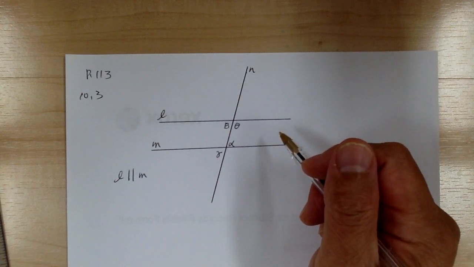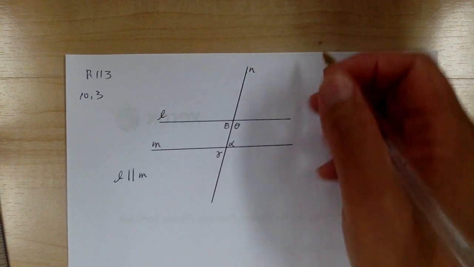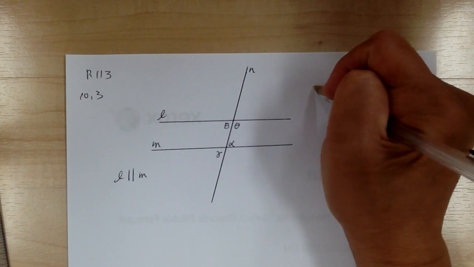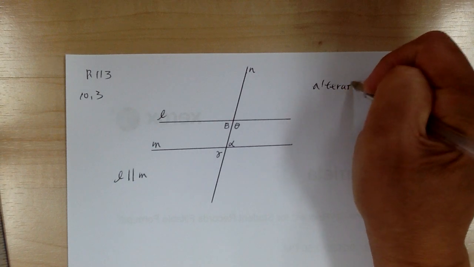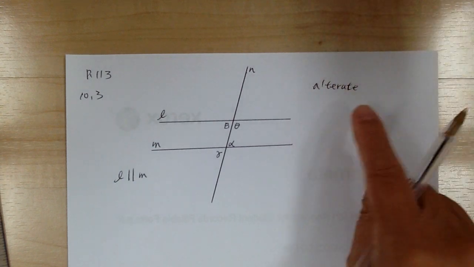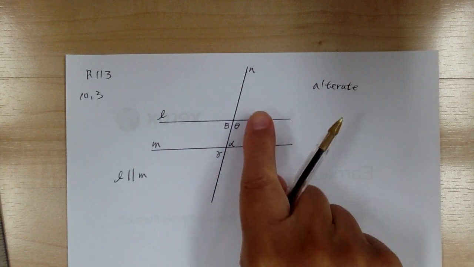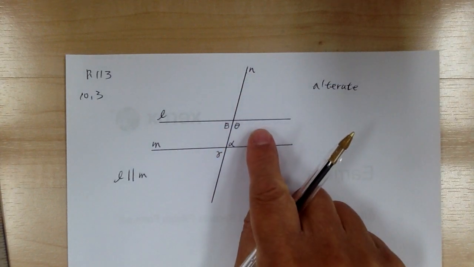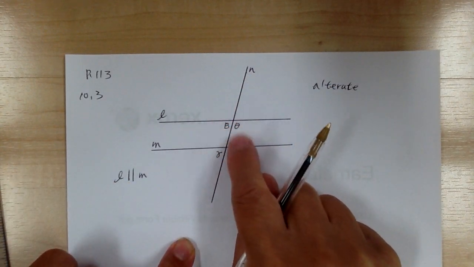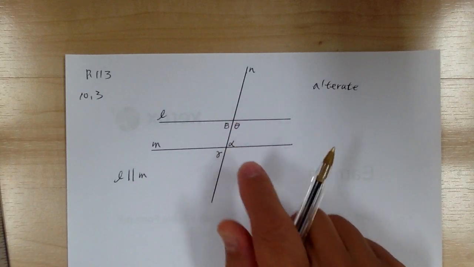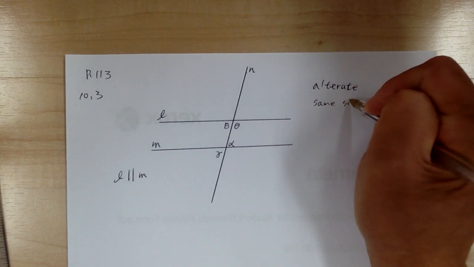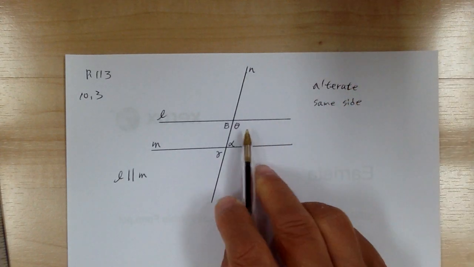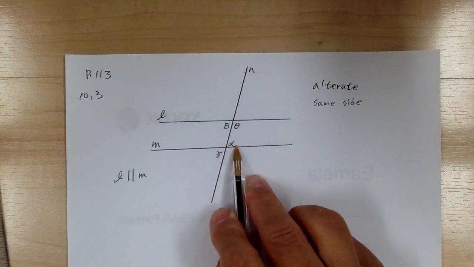you have the alternate interior angles. So there are terms. Alternate has to do with whether they are on the same side or the opposite side of the transversal. So you have alternate or same side. These are the two terms. So these two would be same side. Alpha and beta would be alternate. Okay.